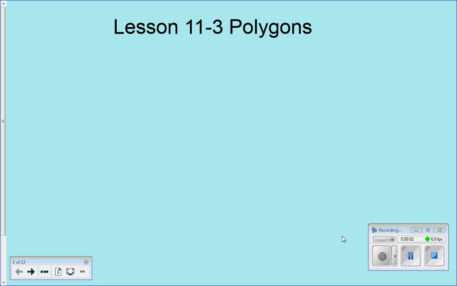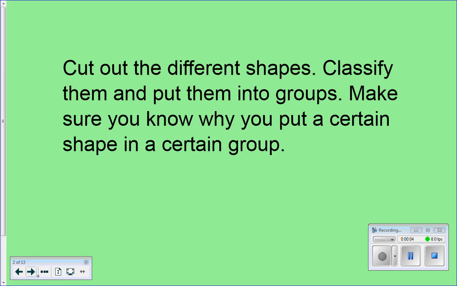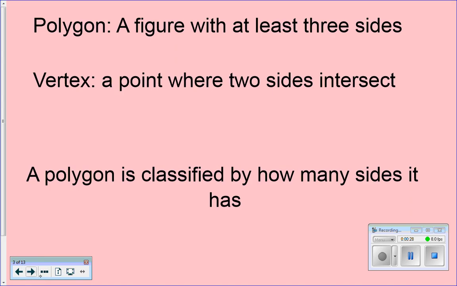Alright, so lesson 11.3, polygons. So here's the deal. I would have had you do an activity, but we don't have time. I did this activity with the other kids yesterday. I had a whole sheet of shapes, and they cut them out. Then I had them classify these shapes into different groups, and we talked about each of these shapes and what they look like. But sorry, can't do that today.